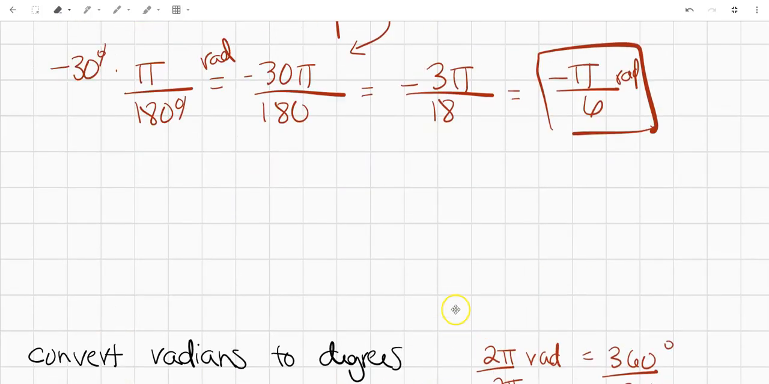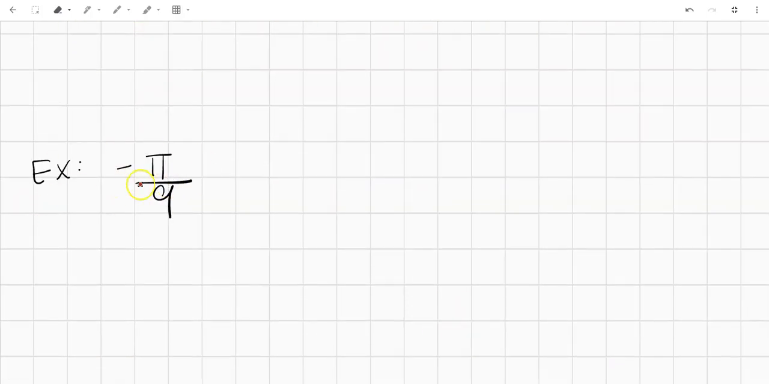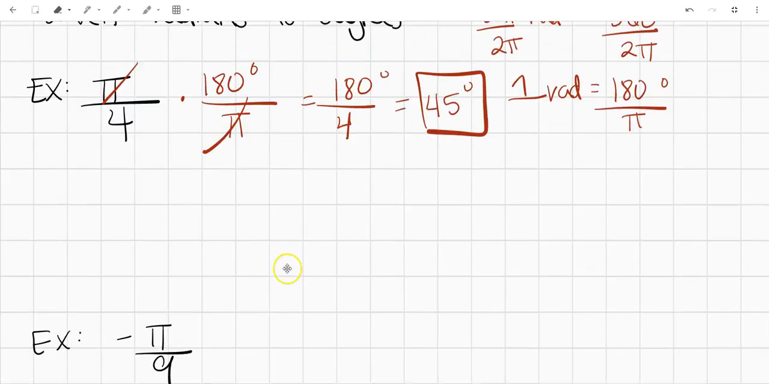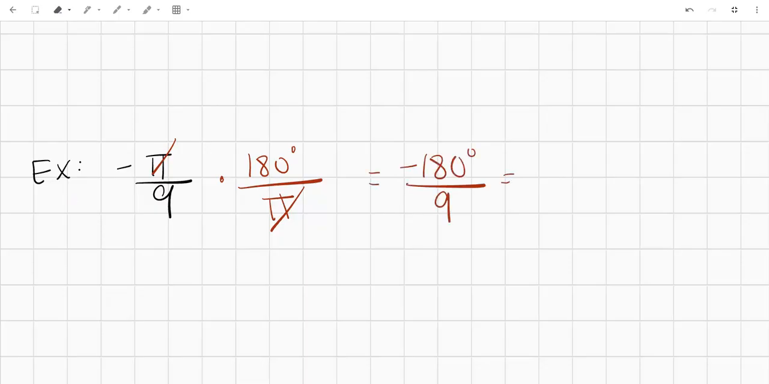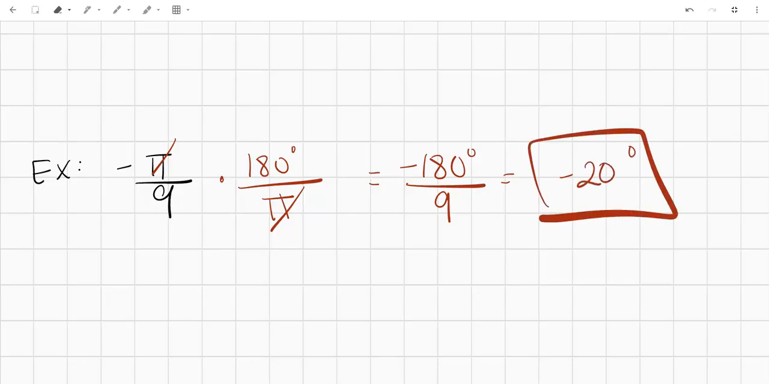Again, a negative radian does not change the way we calculate it. We just leave that negative there. So with that in mind, I'm going to multiply negative pi over 9 with 180 degrees over pi. That way my pi's cancel. I'm left with negative 180 degrees over 9, and negative 180 divided by 9 gives me negative 20 degrees. Okay, and that is my solution.